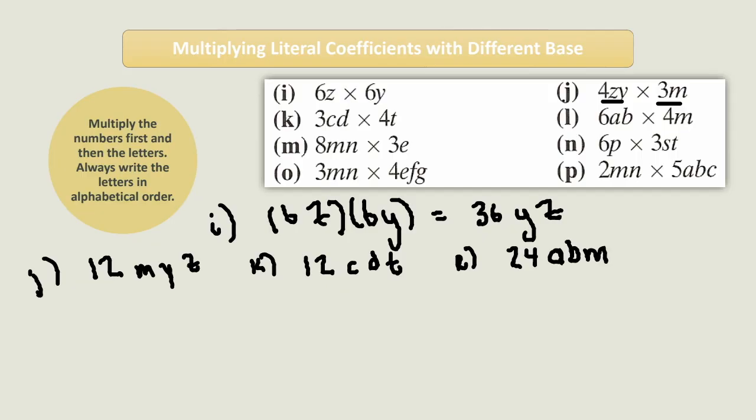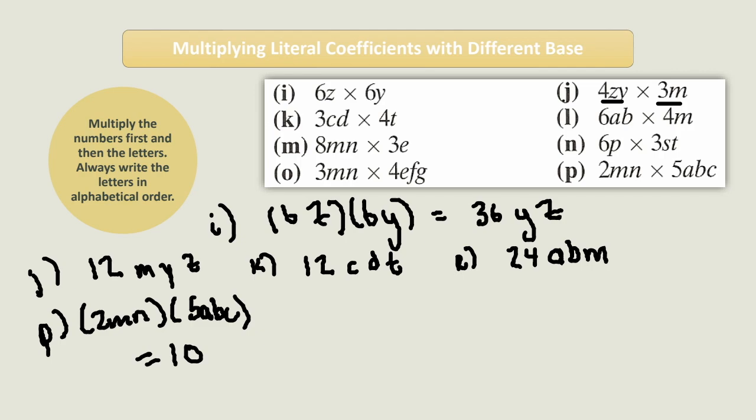Let's just pop down to example P. So we have 2MN times 5ABC. So we're going to multiply the 5 times the 2. So that'll give me 10. And then we have an A, a B, a C, an M, and an N. So we're just writing them all side by side. We can remove the brackets, remove the multiplication signs, multiply those numbers as though they were just there on their own, and then combine the letters in alphabetical order.